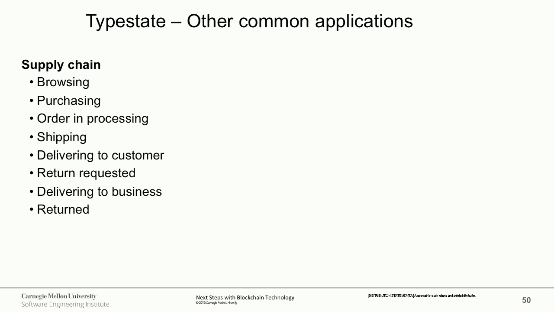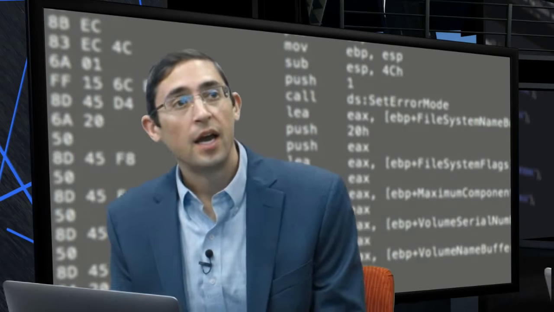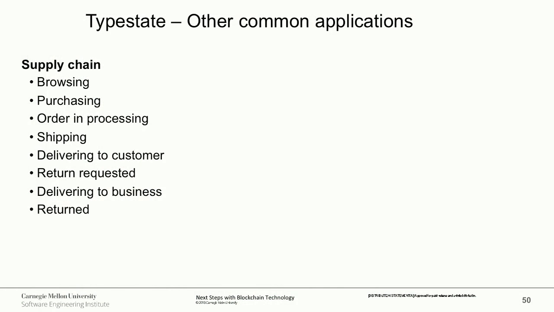Another one which is actually seeing a lot of traction in the industry is supply chain. And I put on this slide 8 possible states, ranging from, you know, when a person is just browsing and trying to find something to purchase, all the way down to when someone has delivered whatever it is that they're trying to make to the customer, as well as if they want to return it.